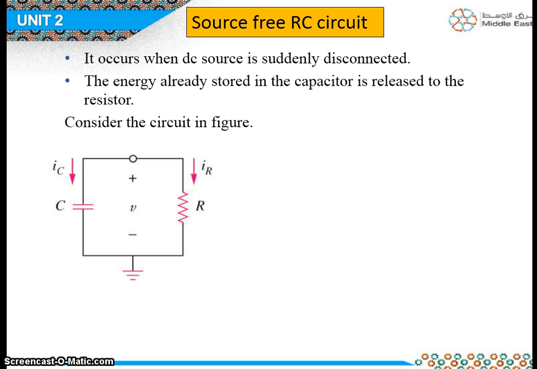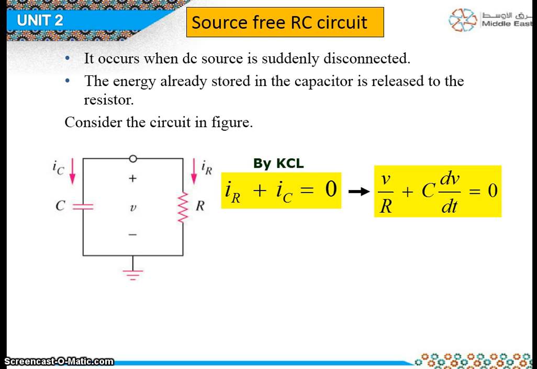Looking at the circuit and applying KCL at the junction, we can write IC plus IR equal to 0, where IC is the current flowing through the capacitor and IR that through the resistor. Now IR, as all of you are familiar with Ohm's law, can be written as V over R, and the expression for IC can be written as C dV/dt, where V is the voltage across the capacitor.